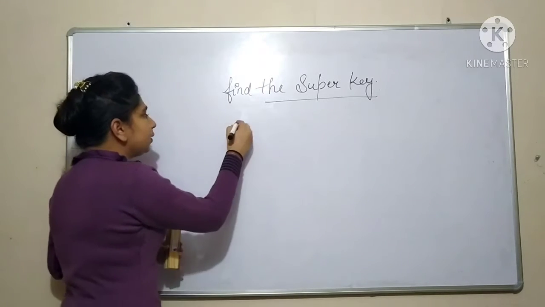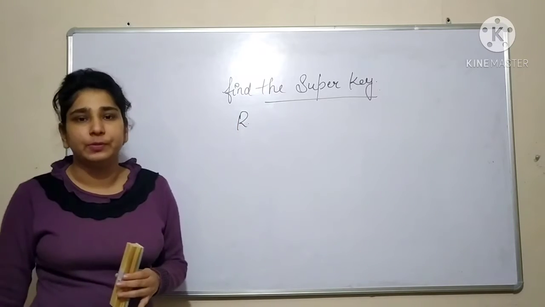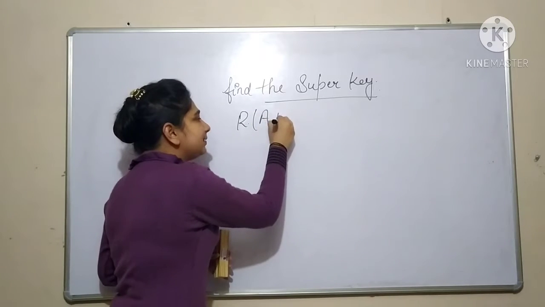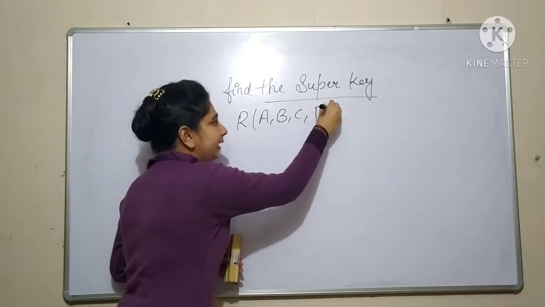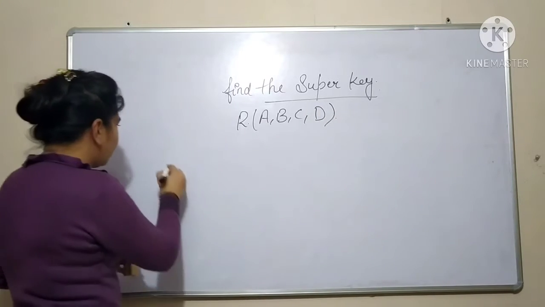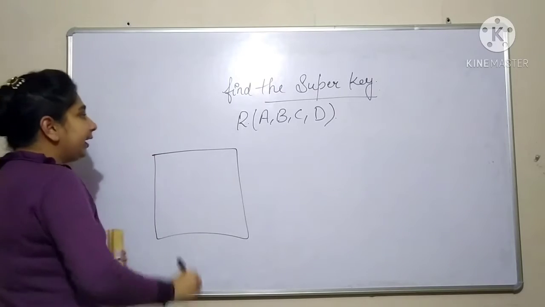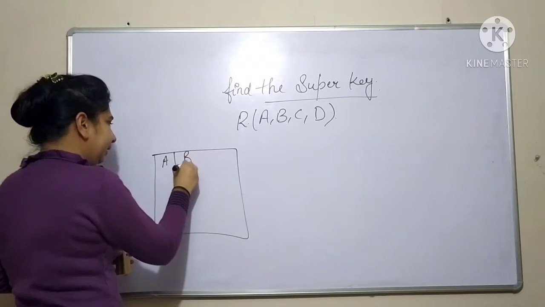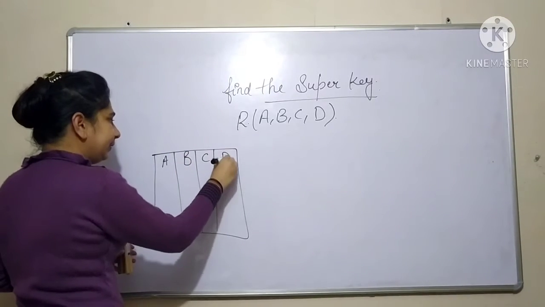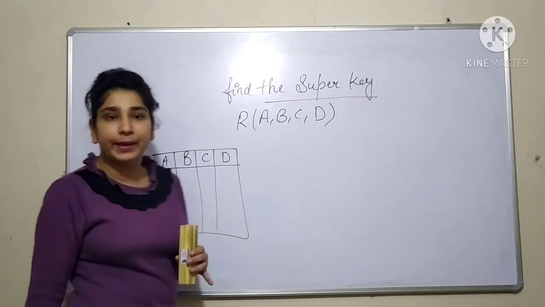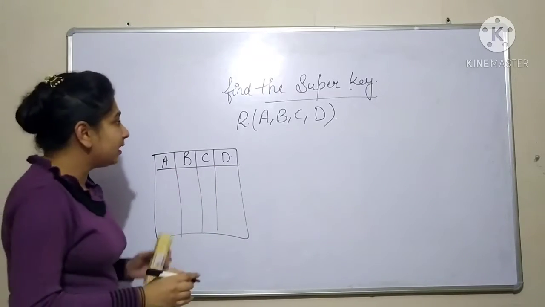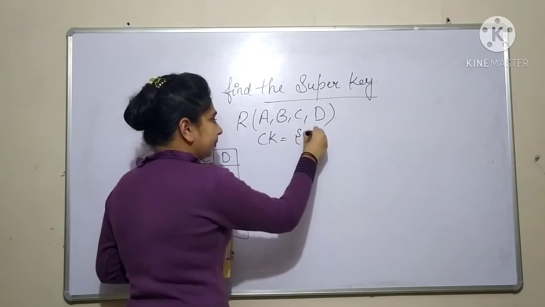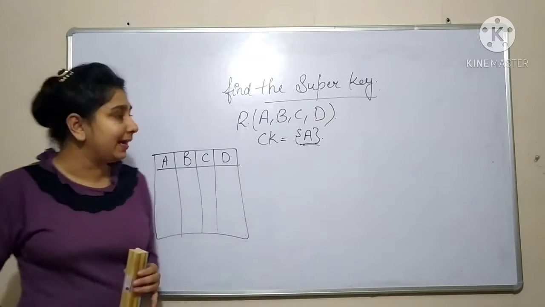Let's suppose we are given one relation, one table, in which the various attributes are A, B, C, D. We have one relation in which the attributes are A, B, C and D, and let's assume that the candidate key of this relation is A. A is the candidate key.